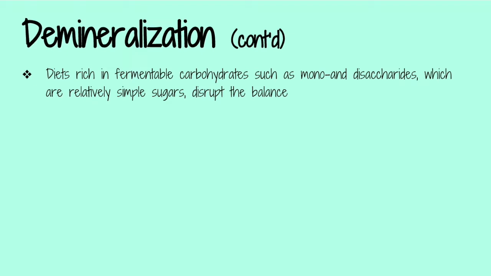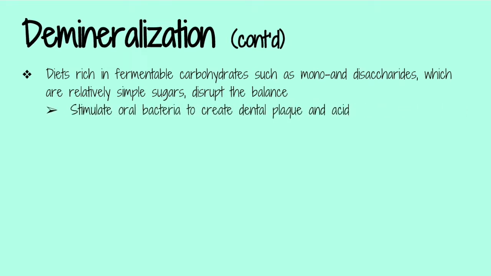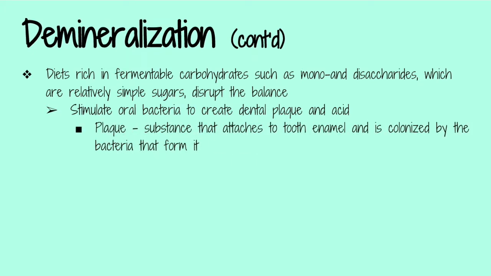However, diets rich in fermentable carbohydrates, such as mono and disaccharides, which are relatively simple sugars, disrupt the balance. They stimulate oral bacteria to create dental plaque and acid. Plaque is a substance that attaches to tooth enamel and is colonized by bacteria that form it.